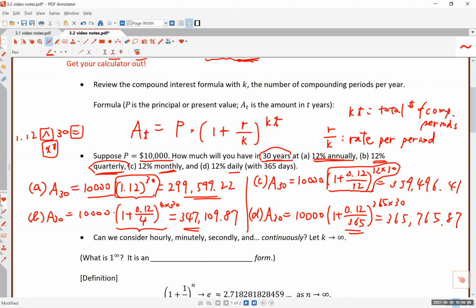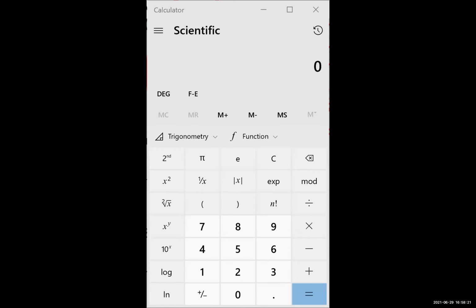Okay, you can see that you can do the same thing for hourly, minutely, secondly, and so on. What happens if K continues to go to infinity? That is the question that we are to address, okay?